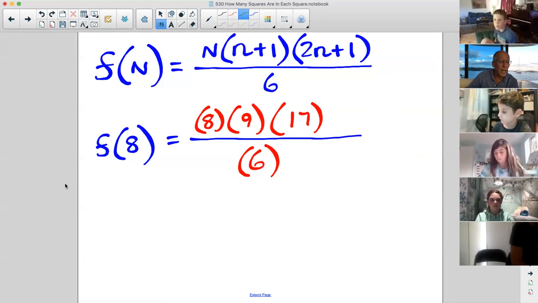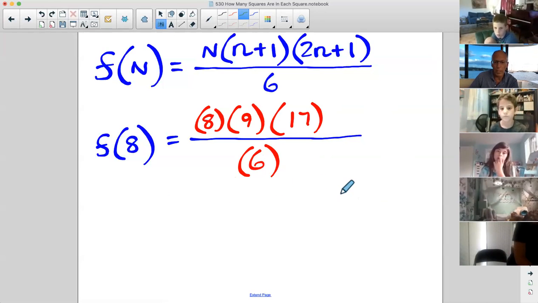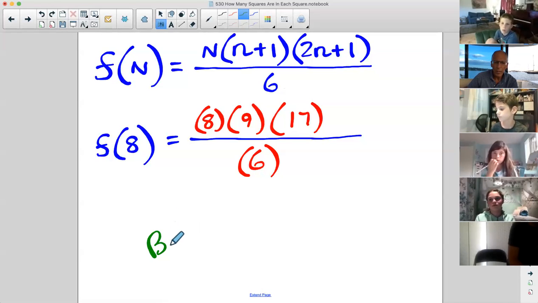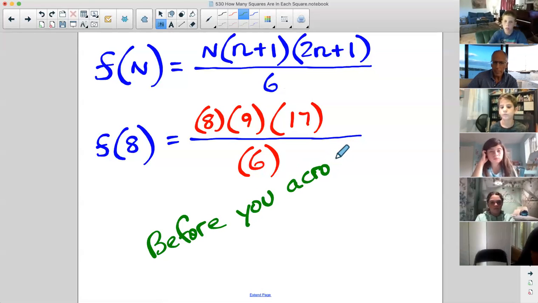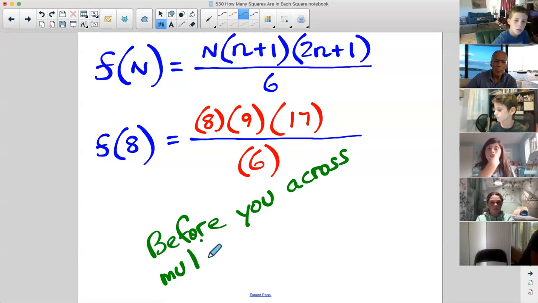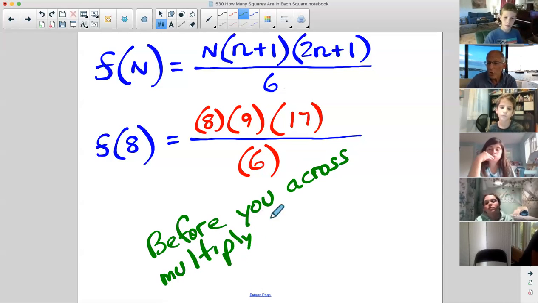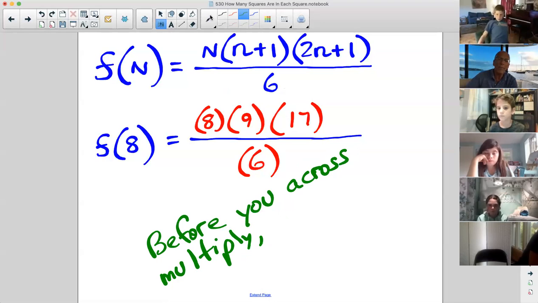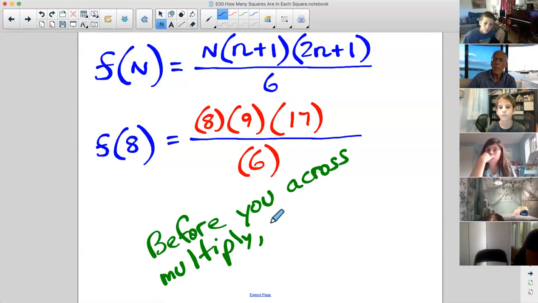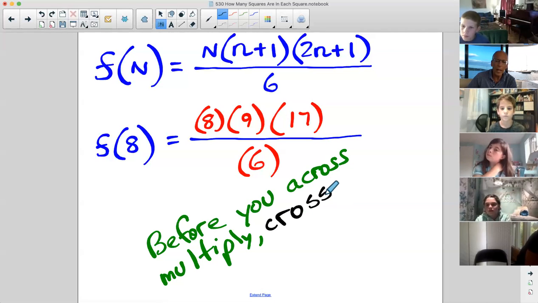And if you have a more efficient method, please raise your hand electronically, because there's something really, really important here. In fact, it's really a math rule. Before you multiply across, that is numerators times numerators, denominators times denominators, what do you always have to do? Does anybody know? Isabella. Go, Isabella.